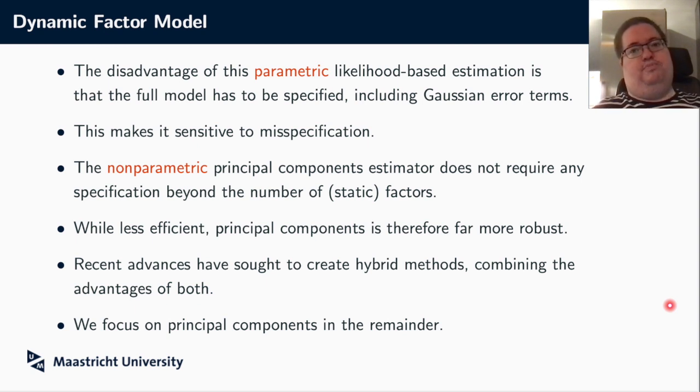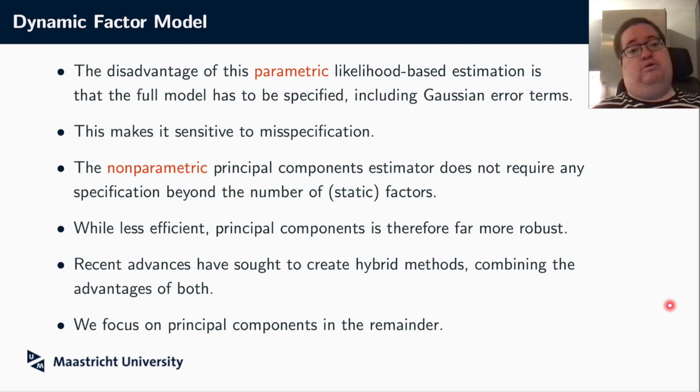Now it will still work reasonably well if you don't have Gaussian error terms, but something which is not too far off. But you also have to get the dynamic structure right. So you have to get all the dynamics right, and if you miss some, then you will have a misspecified model. On the other hand, the brute force principal components estimation, the static version, only requires the number of static factors. And well, for that we have methods to determine that, and as long as you're not too far off, then you get a reasonable estimate. So principal components tends to be much more robust than the dynamic parametric maximum likelihood approach.